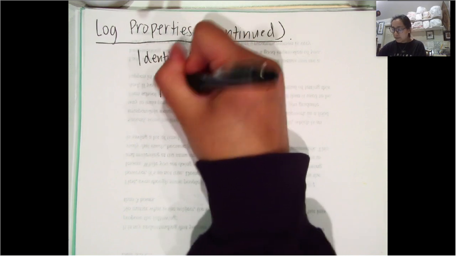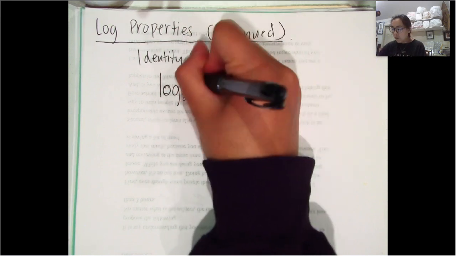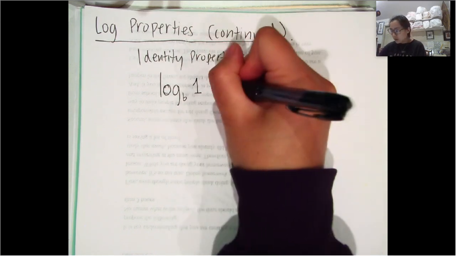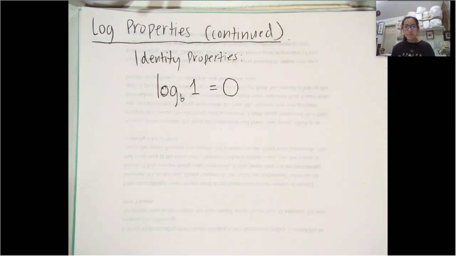So if you do log base b, so any base, of 1, what are you going to get? So basically, b, any base, to what power will get you 1? Well, that's always going to be 0. And so this property is basically saying anytime you take the log of 1, no matter what the base is, so it could be natural log of 1, common log of 1, log base a billion of 1, you're always going to get 0. So that's what this property is saying. That one should be pretty obvious because if you take any number to the 0 power, you're always going to get 1.